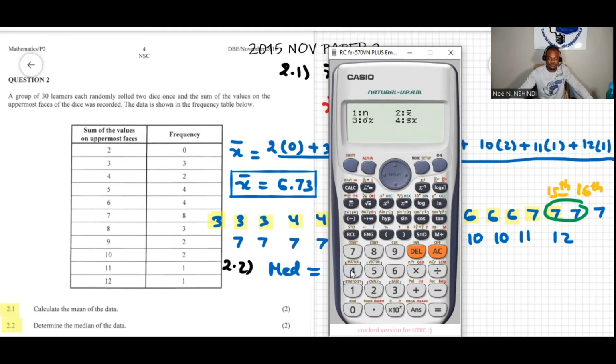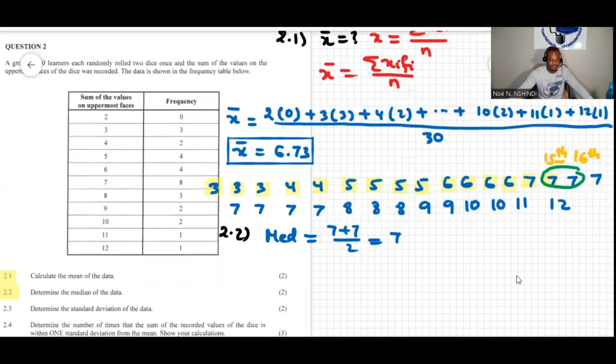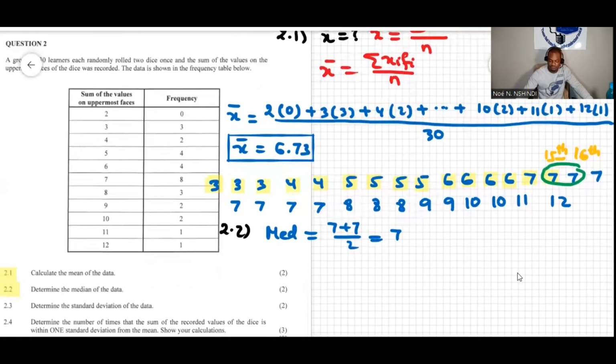Again, we can press 4. Now, in the previous video we did question 1, 2.1 and 2.2. Now we're going to do question 2.3 and 2.4.